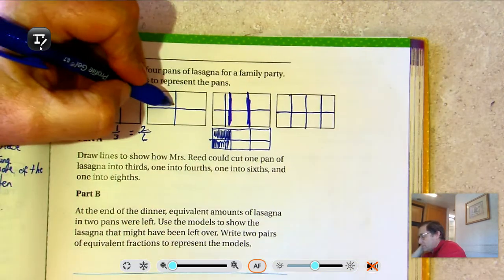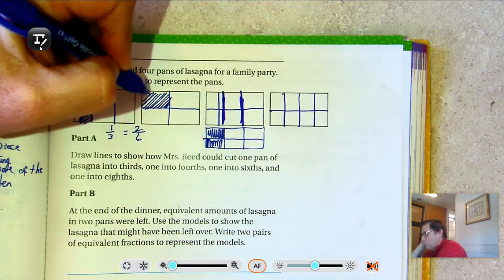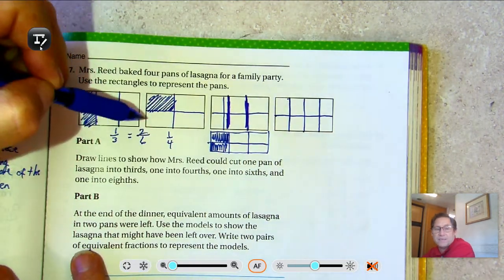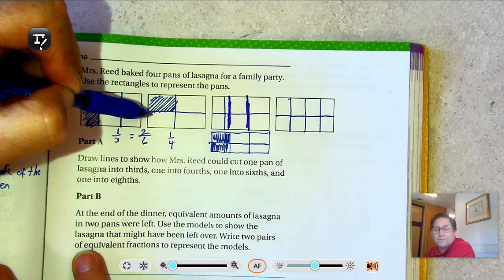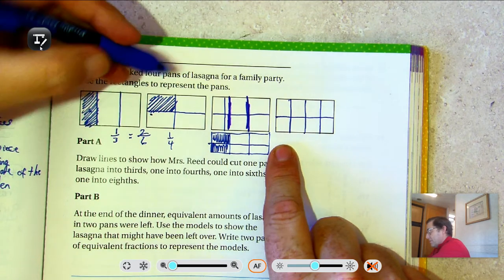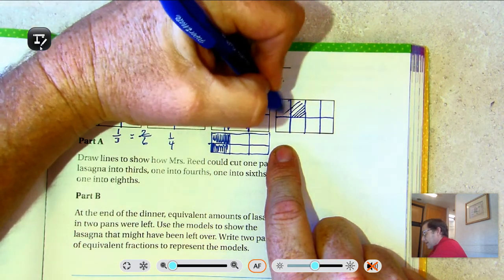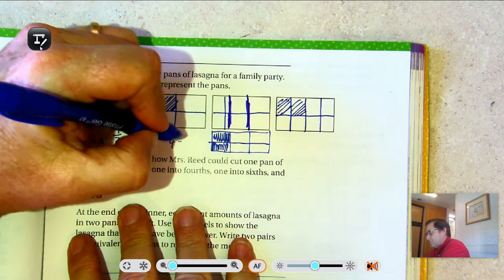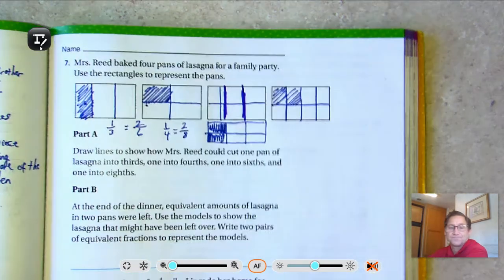What if there was 1/4 left? Well, I know that if I double the number of fourths, I would get eighths. So how many sections would I color? I would shade 2 so that they match. So 1/4 is equal to 2/8.